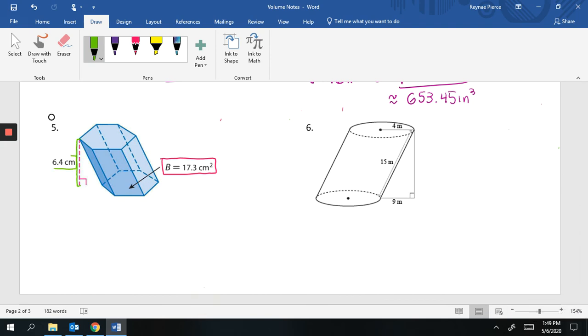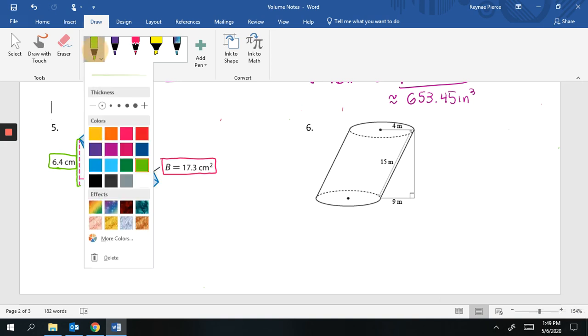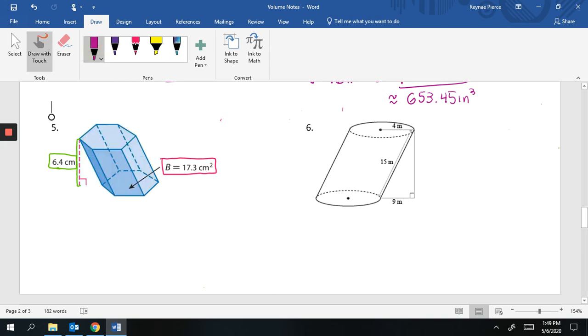Our height, remember, we still want to know how far apart those bases are. It being a little slanted doesn't change the fact that our height is still that perpendicular distance. So our height here is 6.4. And to find the volume, we take the area of the base, which was given to us, times the height. So 17.3 times 6.4 is 110.72 cubic centimeters.